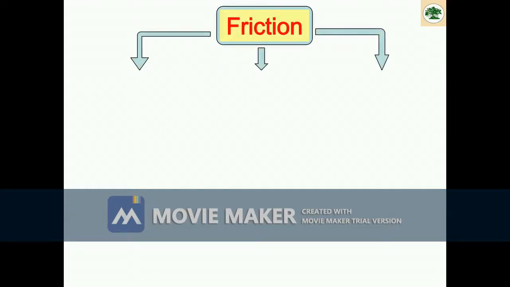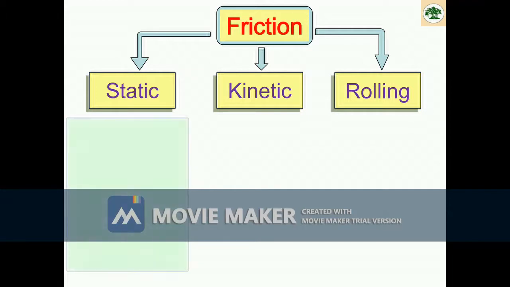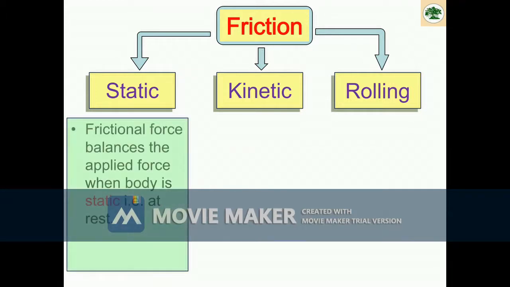Now friction: there are three types of friction. First one is static, second one is kinetic, and third one is rolling friction. Static friction is when the frictional force balances the applied force when the body is static, that is at rest. This type of friction is the static friction.